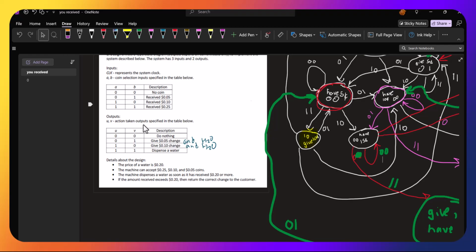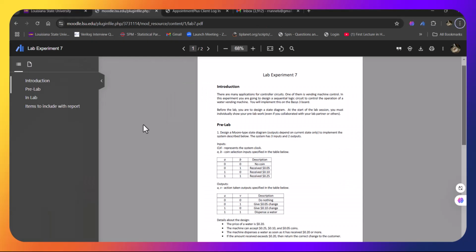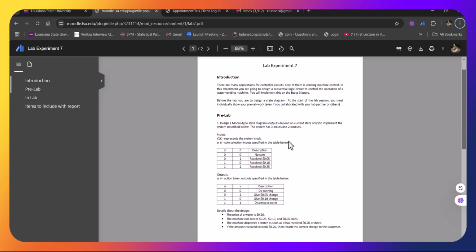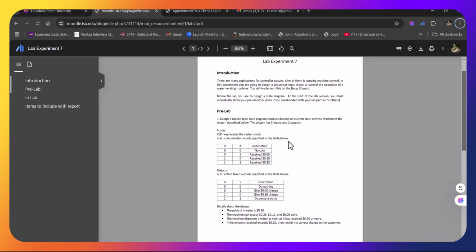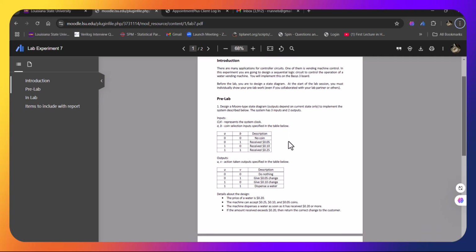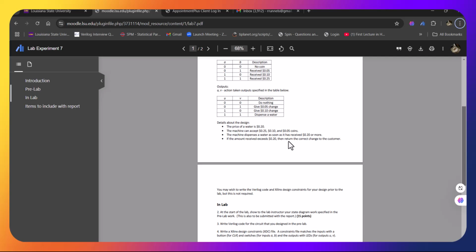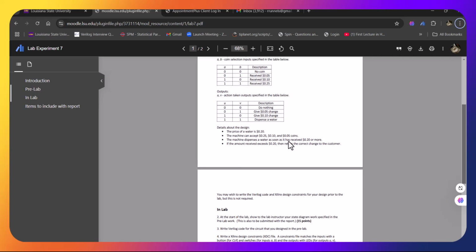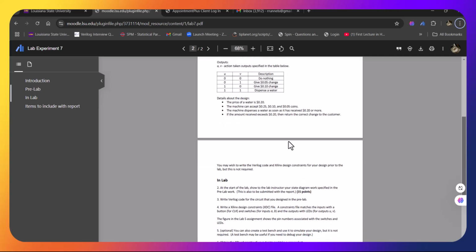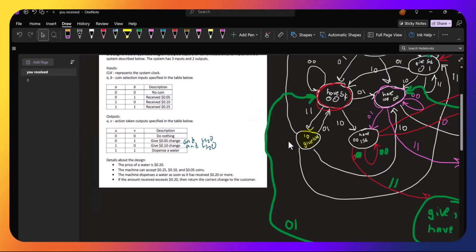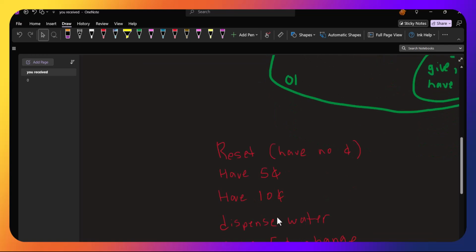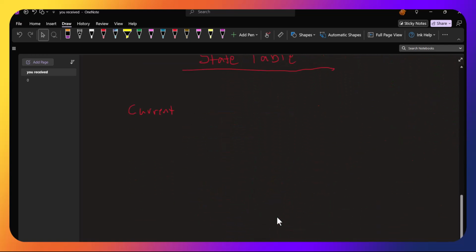But you also have to have a state table, I think, and that's what I'm going to do next. I'm just making sure you didn't change any numbers. I don't think so. Let's see. Prelab: design the machine. At the start of the lab, show your state diagram work. Also to be submitted with the report. You also want a state table. So we're also going to want a state table, even though it doesn't say to do one. It's going to be a lot easier to work with than that diagram.